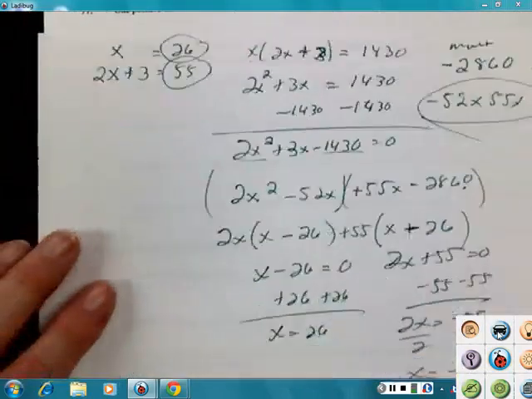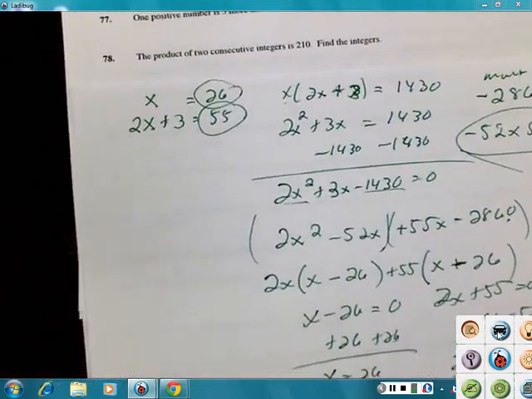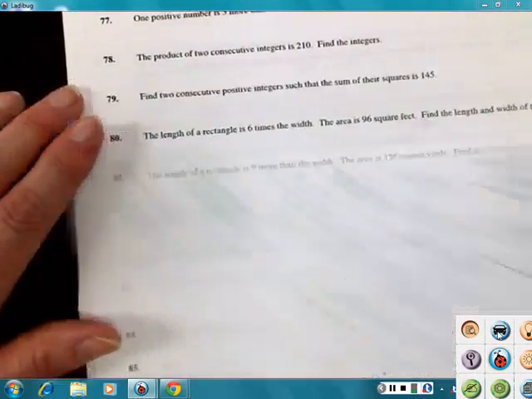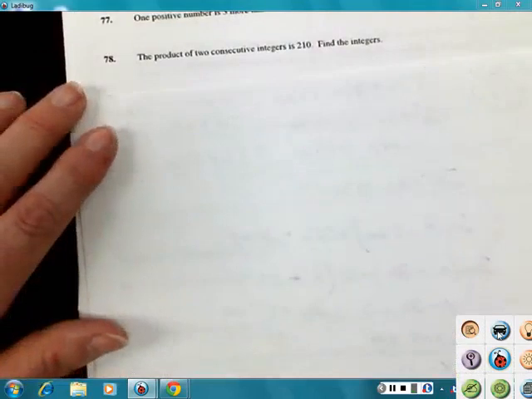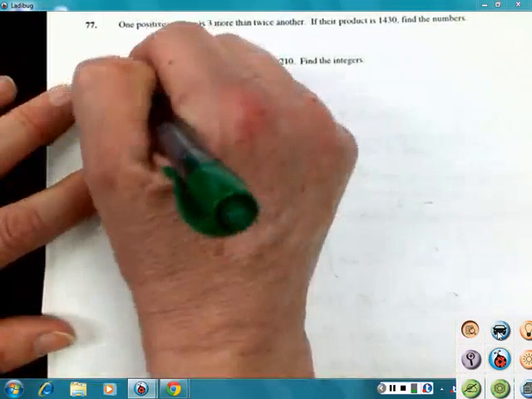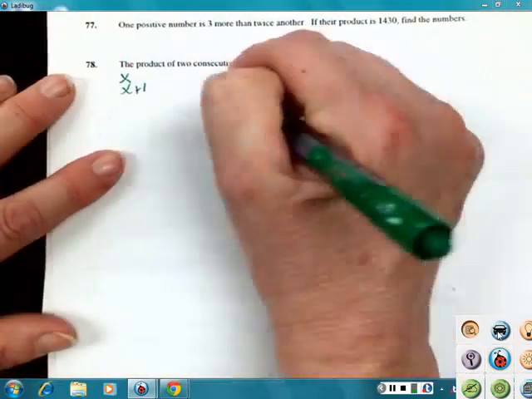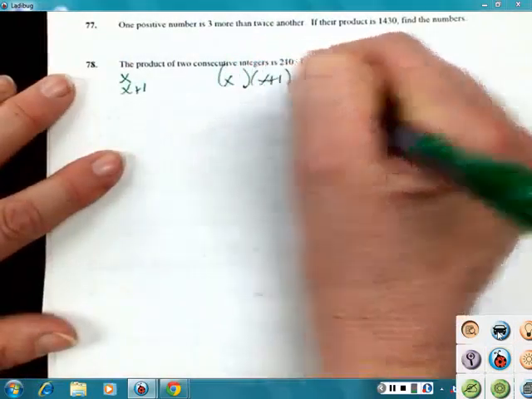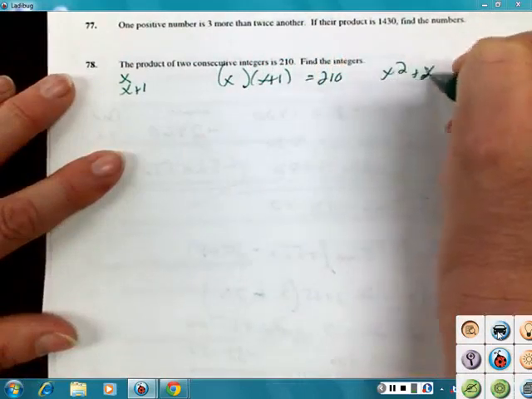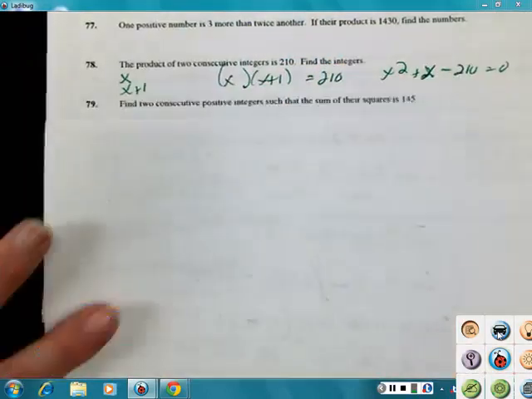Another one, let's see, that was this one. Product of 2 consecutive integers is 210. So what do they mean by 2 consecutive integers? What does that piece mean for us? So our 2 answers are x and x plus 1. And the product, so that means I need to multiply x times x plus 1 equals 210. X squared plus x minus 210 is equal to 0, and that factors.